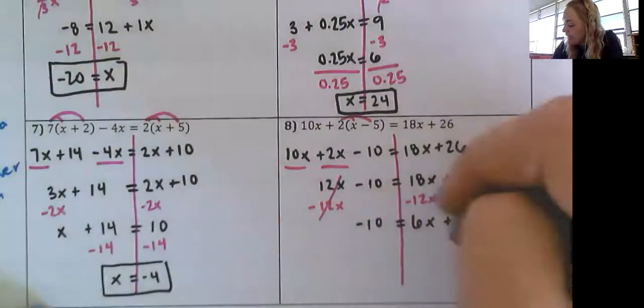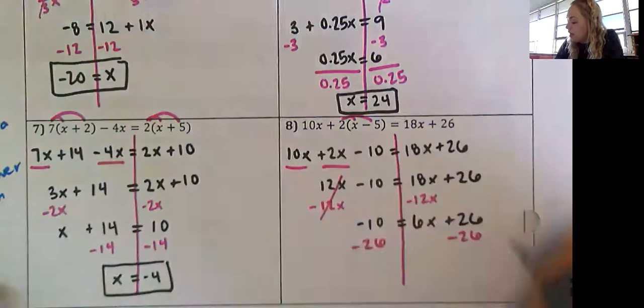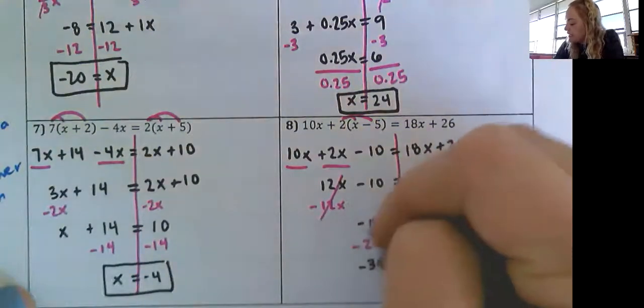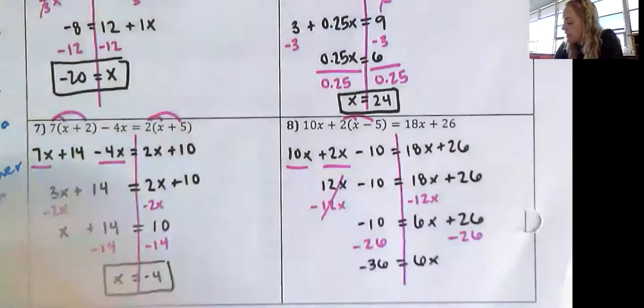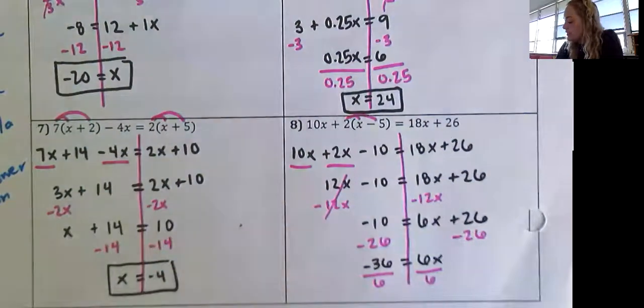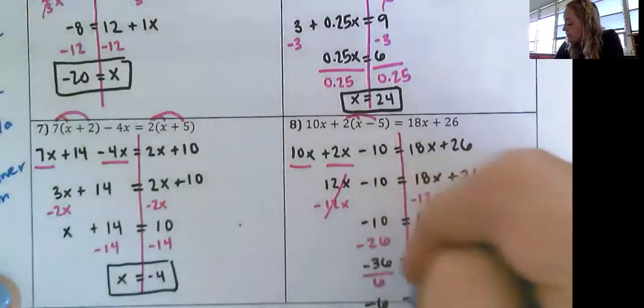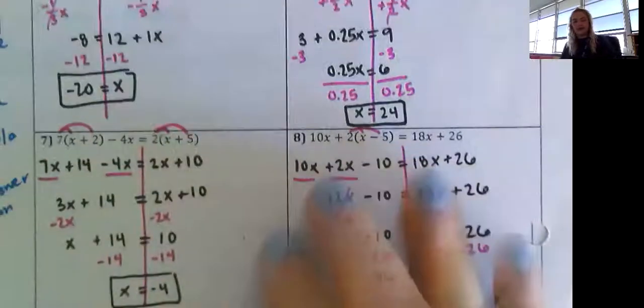All right, I need to get rid of the 26 because it's on the same side as x, but it's being added. So I subtract 26 from both sides. On the left side, I have negative 36. On the right side, just a 6x is left over. Divide both sides by 6. And negative 6 equals x.